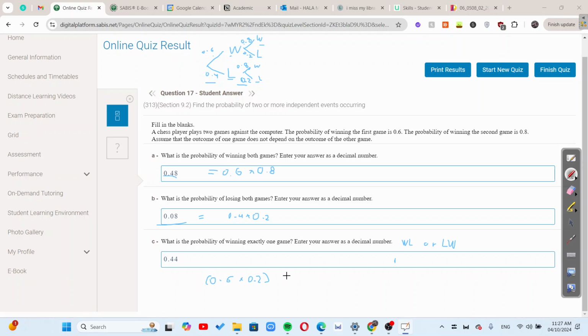Or, which is plus. I'm just saying it's plus and I'm writing multiply, what the hell, plus lose-win. So you lose and you win, which is 0.4 times win, which is 0.8. You could just put this whole thing in your calculator, and when you do all of this, you're gonna get that your answer is equal to 0.44.